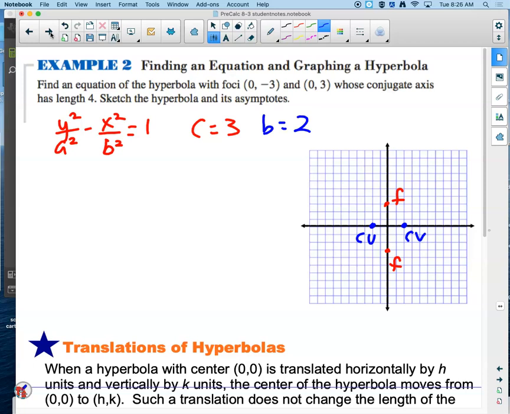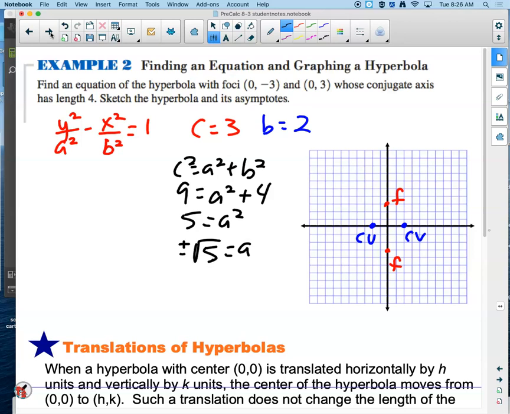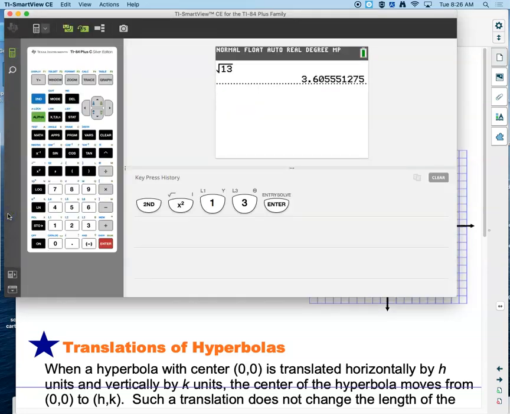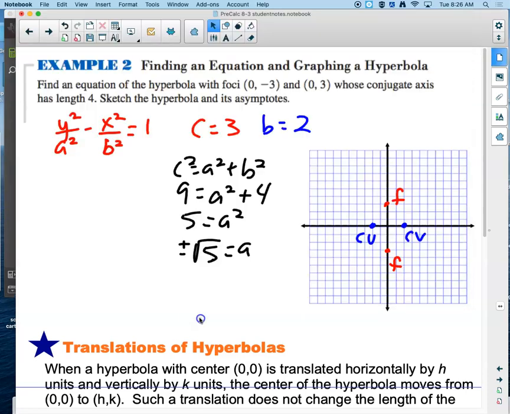Now, we need A. I mean, that's a pretty important part of our little box. So, because there's subtraction in the formula for a hyperbola, we have to use addition to figure out what our A value is. So 3 squared is 9, and 2 squared is 4. So we've got plus or minus the square root of 5 for A. They do want us to draw it, so we probably want to think, well, I know it's 2 point something, but what is it? 2.236.